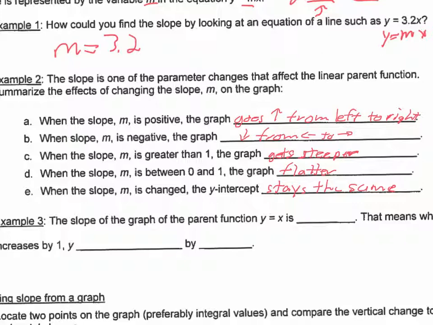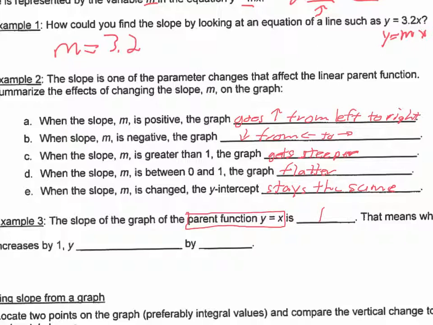Now, in example 3 here, they say the slope of the graph of the parent function is y equals x. This is a very important bit of information right here. We call it the parent function. It is the most basic of all the linear functions, and it's y equals x. Okay? The slope of this graph is 1.